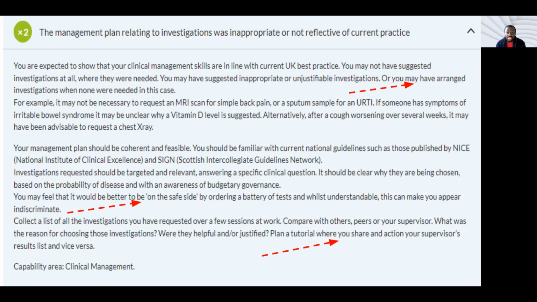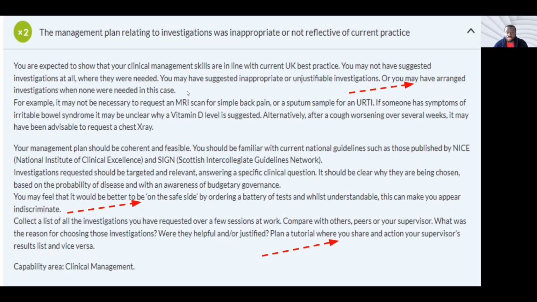So do you really think a chest X-ray should be requested here? Or are you just trying to be 100% safe when there's really no indication for you to be panicky and getting that investigation? You know what I mean? Or you may have arranged investigations where none were needed.